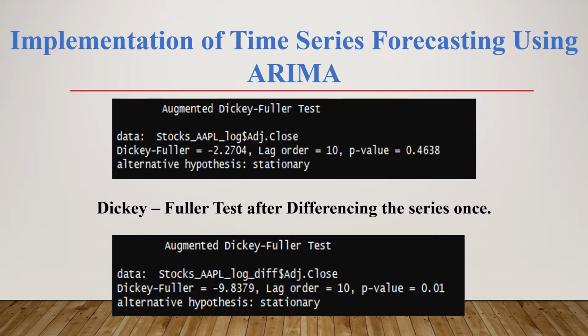Hence, we performed a diagnosis using the R function ndiffs, which returns the number of differences required for converting the given non-stationary series to a stationary series, and the result of this was 1. Hence we differenced the series once, and we again ran the Dickey-Fuller test on the differenced series, and we got the p-value 0.01, which is less than 0.05. Hence the differenced series is stationary.